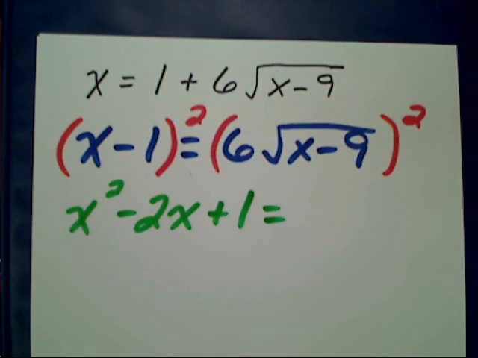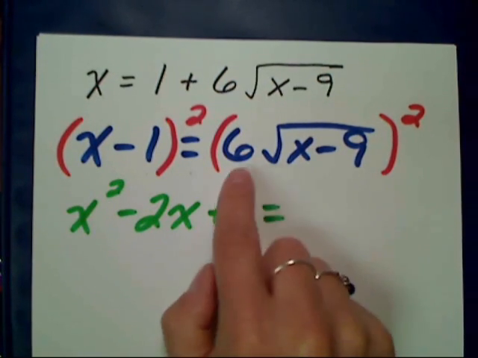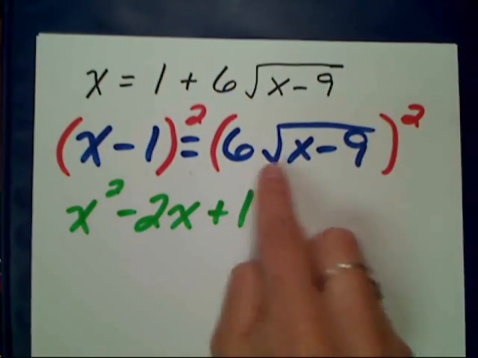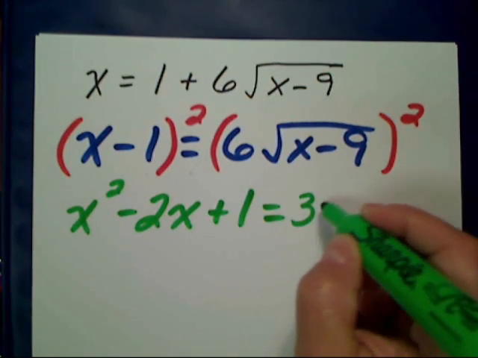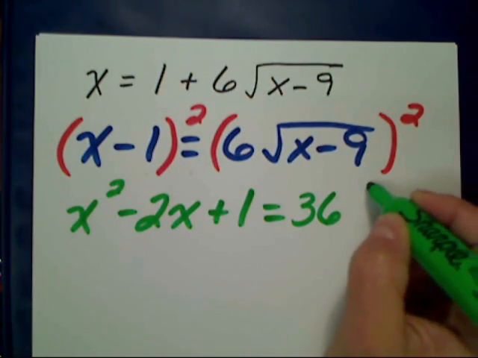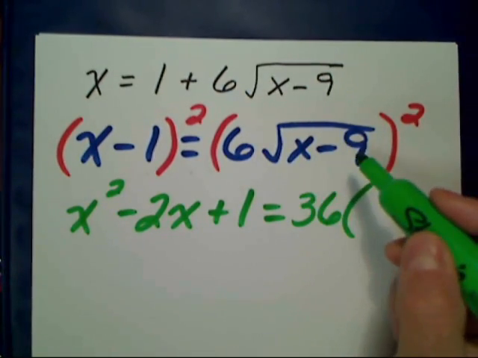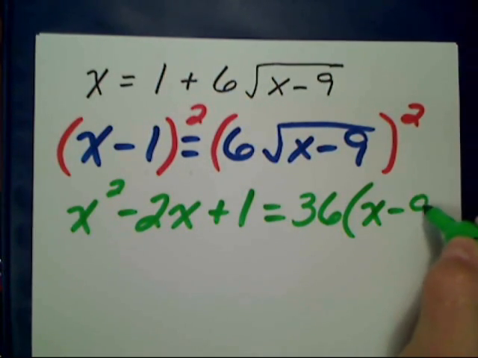Now, on the other side, we need to make sure that we're paying attention to what's inside our parentheses. We have 6 times this quantity. This is a product inside here. Our laws of exponents say that if we have a product, the exponent can go on both of our factors. So that's going to be 6 squared, which is 36 times, and the square root here would cancel, leaving me this quantity of x minus 9. To indicate that it's a quantity, I must use my parentheses.